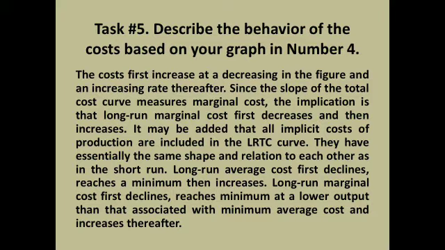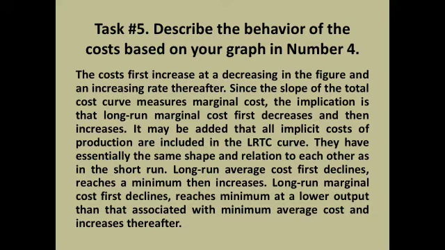Task number 5, describe the behavior of the cost based on your graph in number 4. So, my interpretation is that the cost first increases at a decreasing rate in the figure and at an increasing rate thereafter. Since the slope of the total cost curve measures the marginal cost, the implication is that the long-run marginal cost first decreases and then increases. It may be added that all implicit costs of production are included in the LRTC curve. So, they have essentially the same shape and relation to each other as in the short run.